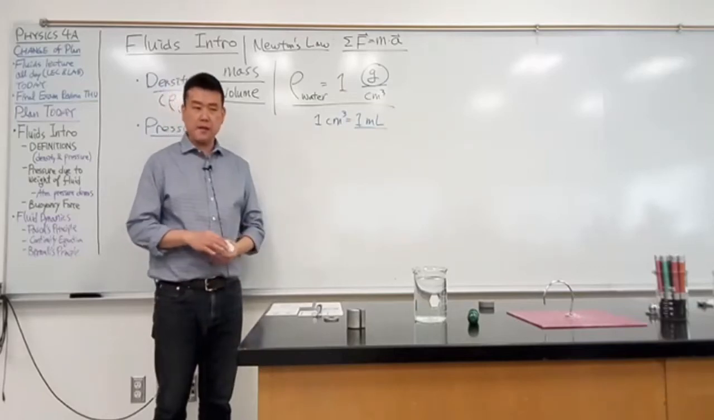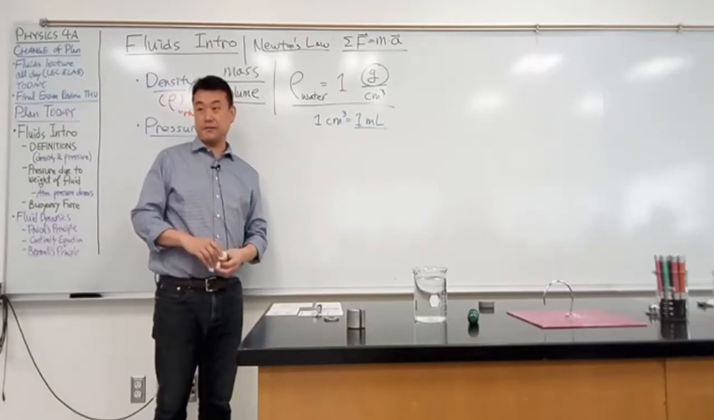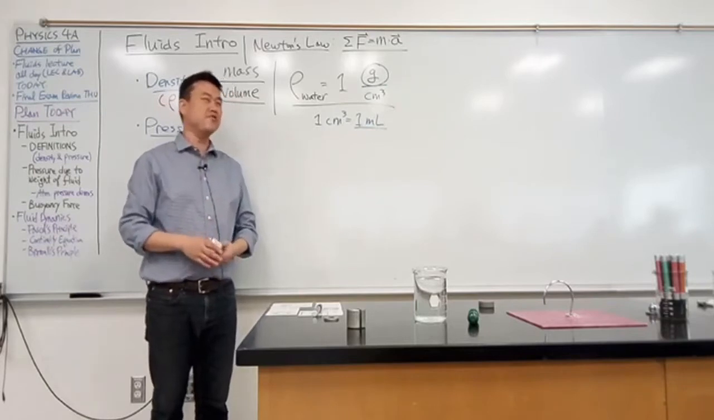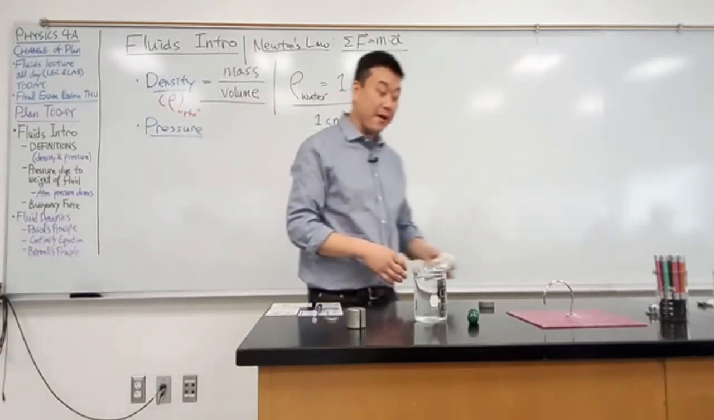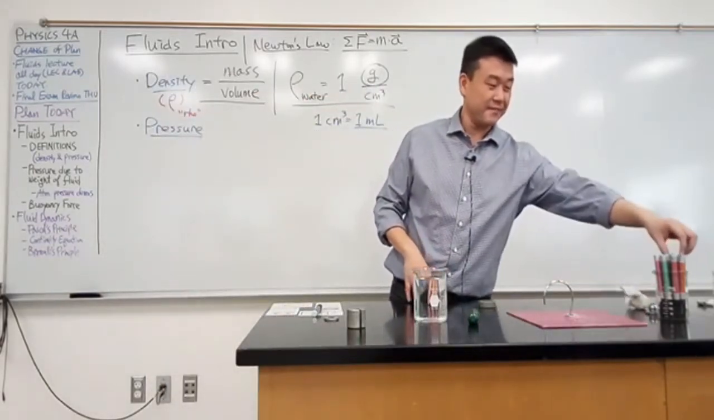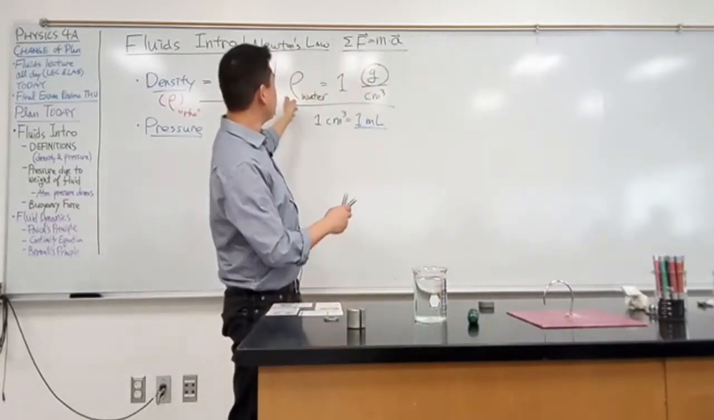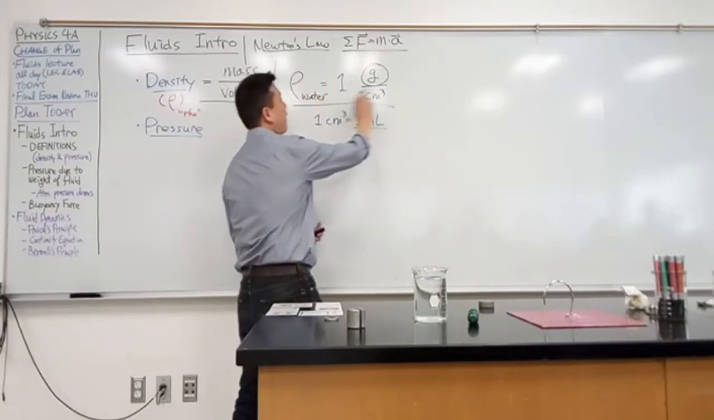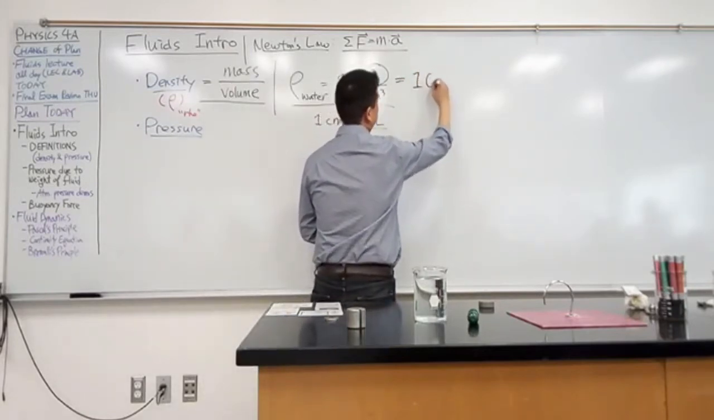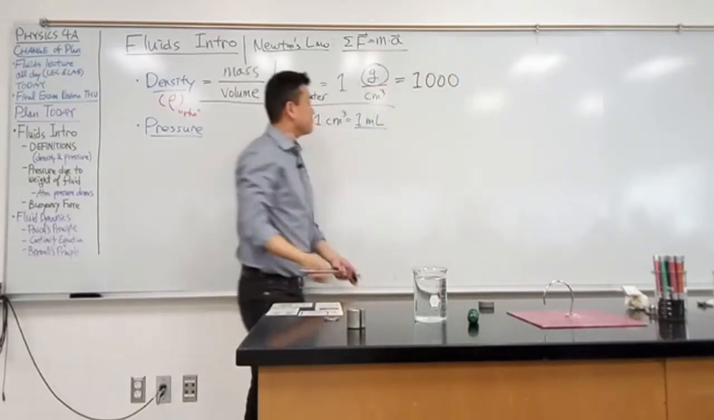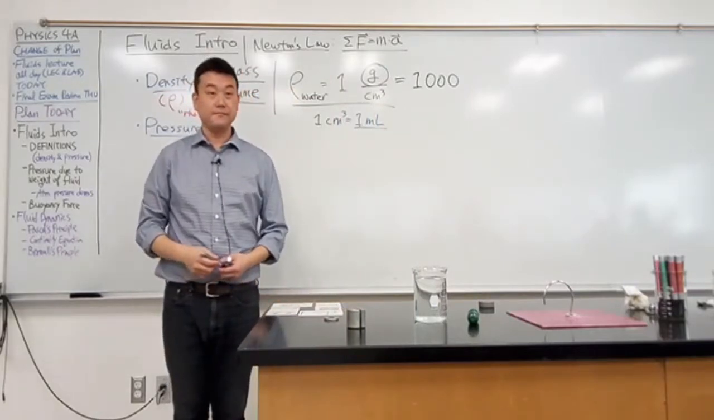Now, some of you are telling us 1,000. So 1,000 in what unit? I mean, it can be correct if you have the correct unit. So Abdi, what's your unit for saying that the density of water is 1,000, instead of 1? Like, 1,000 in what unit?